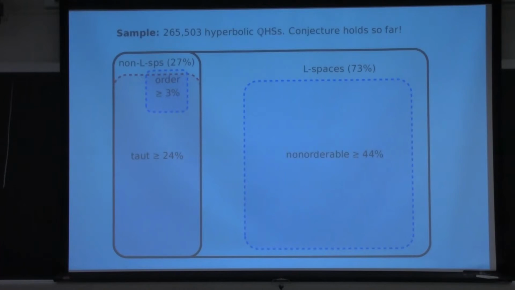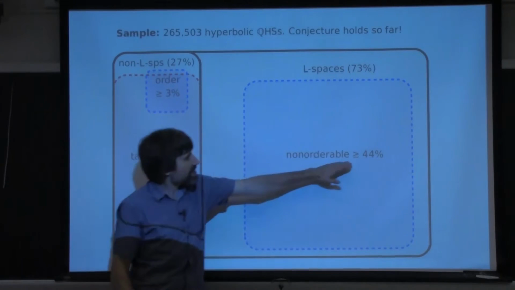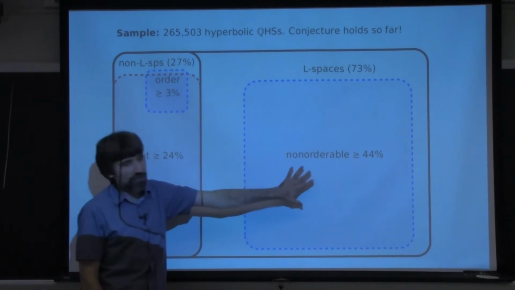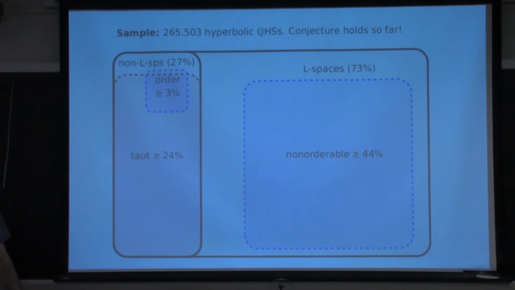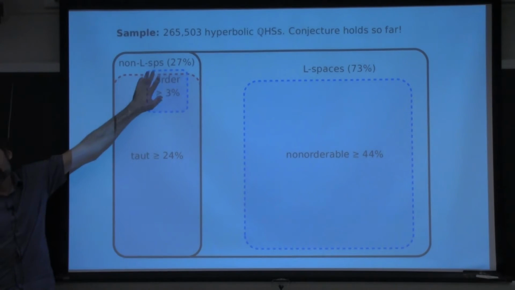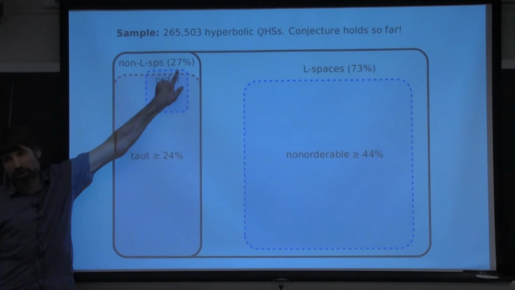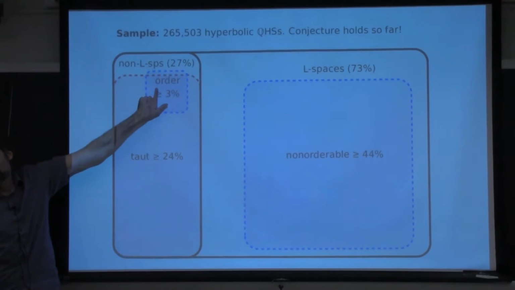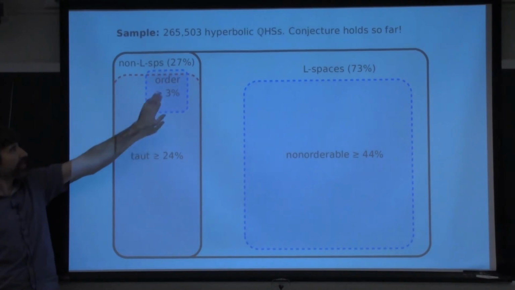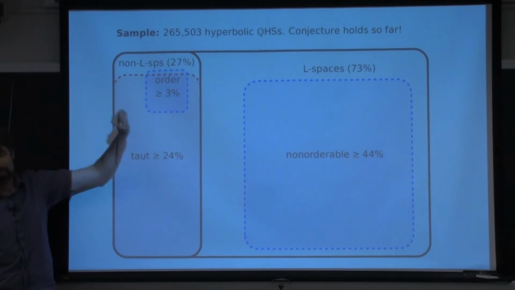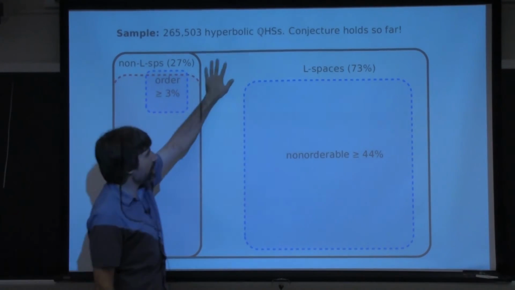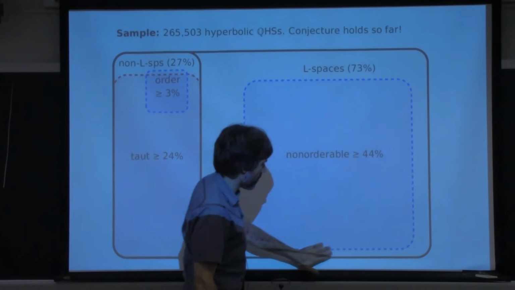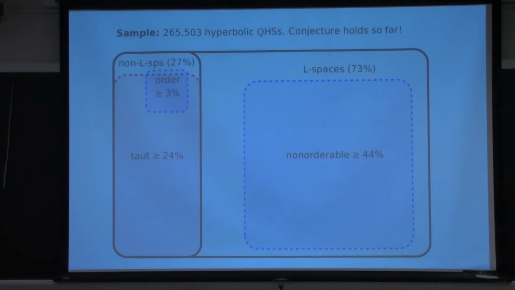Yes? It's a silly question. In this rendering, that's all what you know, right? This is just what I know. So at least 44% of them have non-orderable fundamental groups. The rest of them might also be non-orderable. That's right, well, except for these guys. We just don't know, right? Right, except for the ones in the orderable box. These guys are definitely not non-orderable. But the rest of them, everything out here could go either way. I have no information.